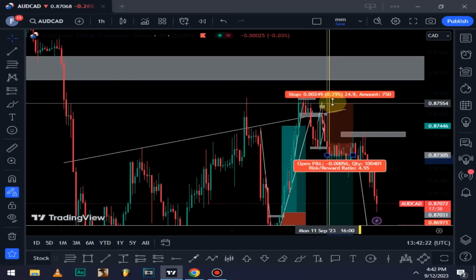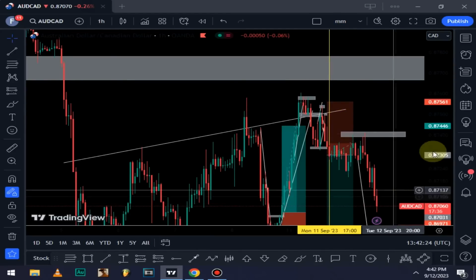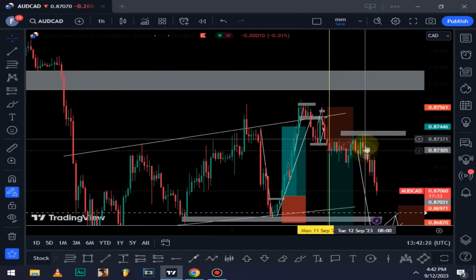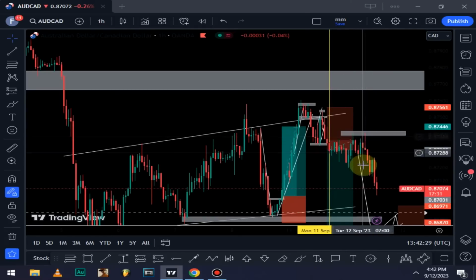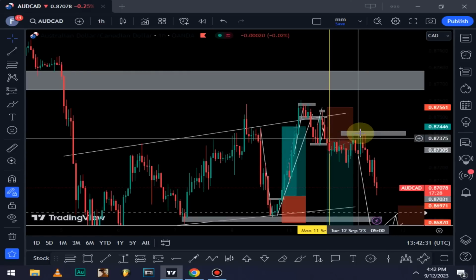But my stop loss was over here, which is good. And then price started playing out, as you can see over here. Then it started dropping. Immediately price started dropping, I identified this zone.